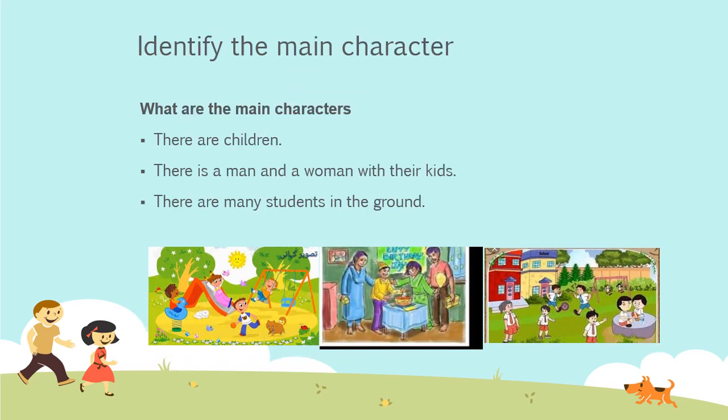Then, identify the main characters. The pictures which are in front of you, you can see what the characters in the pictures are. There are children. In the second picture, there is a man and a woman with their kids. Then in the third picture, there are many students in the ground or in the playground.